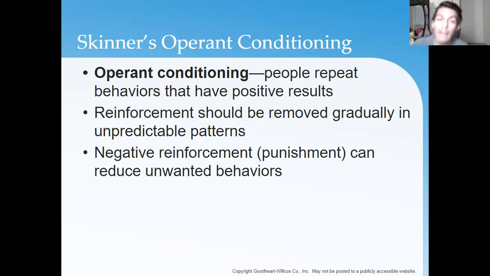Skinner basically said that reinforcement should be removed gradually in unpredictable patterns. So if the child keeps doing something over and over that's not right, punish them. But as time goes on, gradually take that punishment down as they begin to progress and understand what's right. Negative reinforcement, also known as punishment, can reduce unwanted behavior. So if you punish your child, they're gonna know not to do that, or else they're gonna go to timeout, or they're not gonna get what they want. Simple as that.